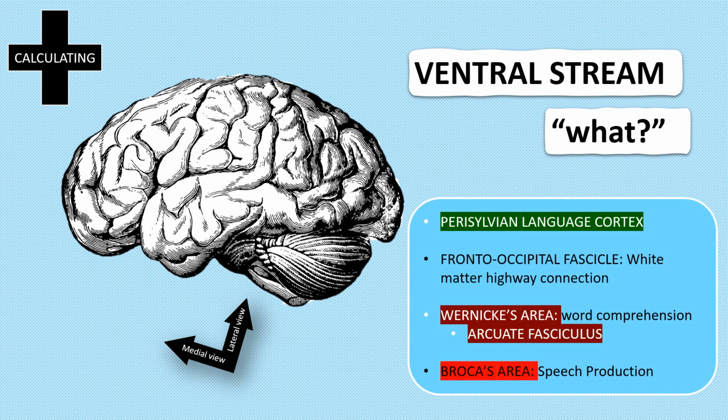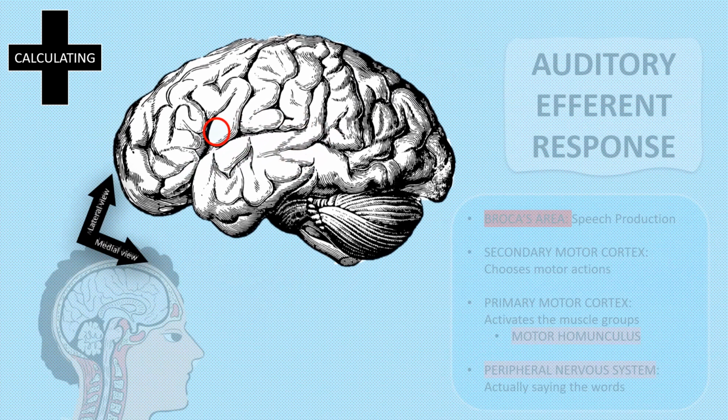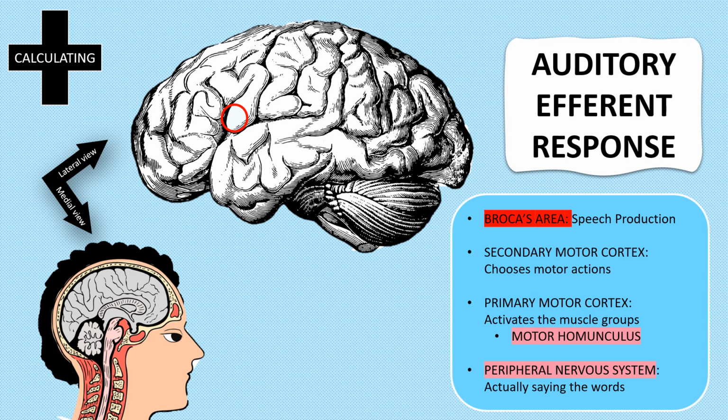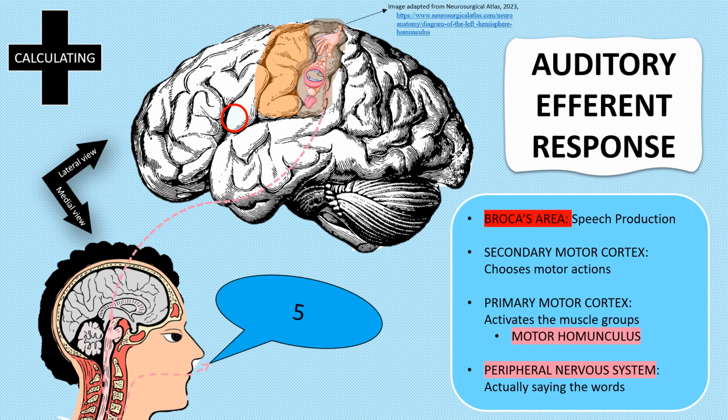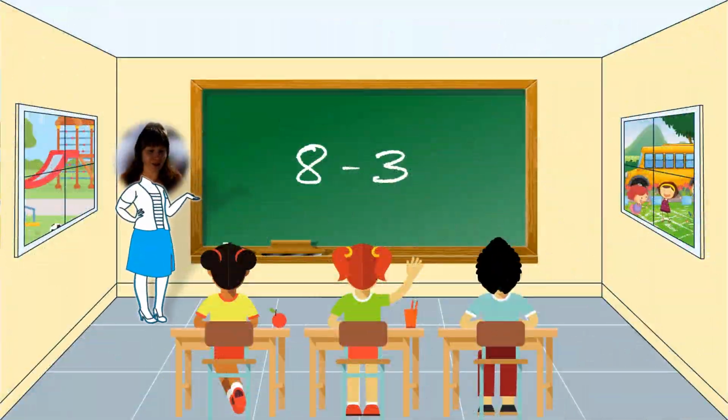Calculated answers follow along the left hemispheric perisylvian language cortex we discussed as part of the ventral stream for rote memory retrieval, through Wernicke's area to arrive at Broca's area. From Broca's area, motor activity is chosen in the secondary motor cortex before the primary motor cortex signals the body via the peripheral nervous system into the action of answering the math question. Although this process can take a bit longer and uses more working memory processing, a calculation pathway can determine a correct answer.